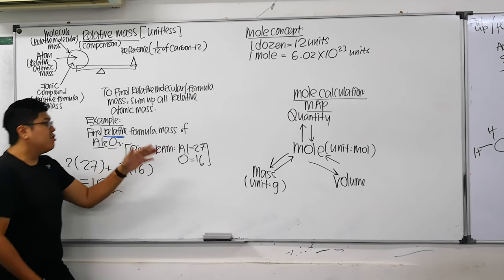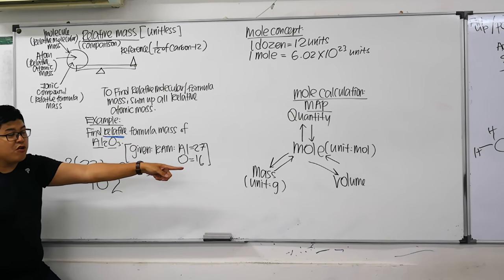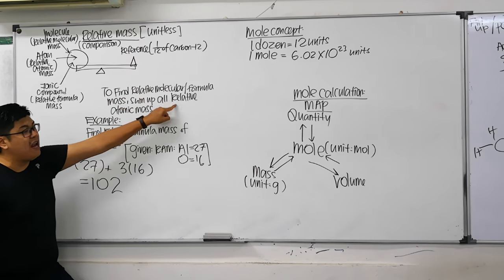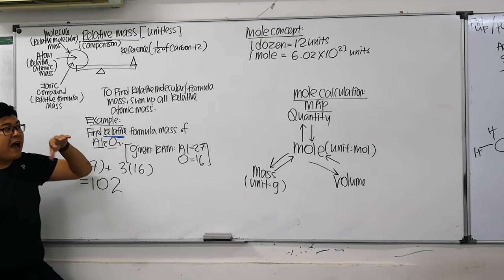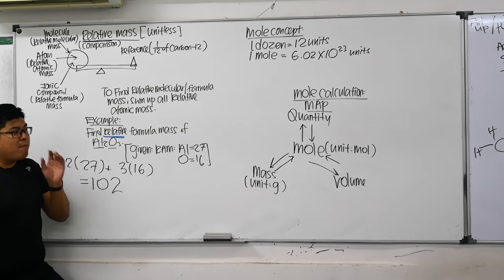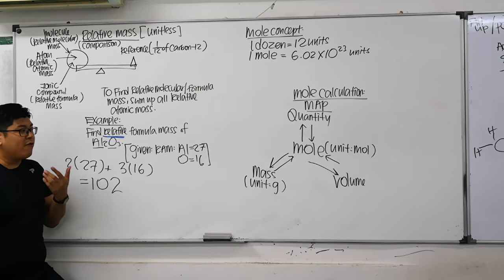Some people say, why? Just now you said no unit, but now you say there is a unit. The one with no unit is relative mass. When I say relative mass, there is no unit. When I say mass, there is a unit here. And you have to be very careful.